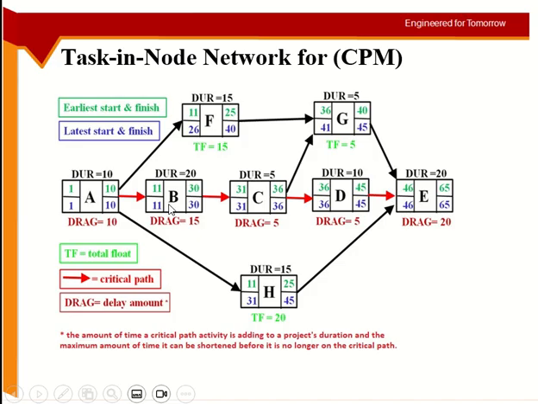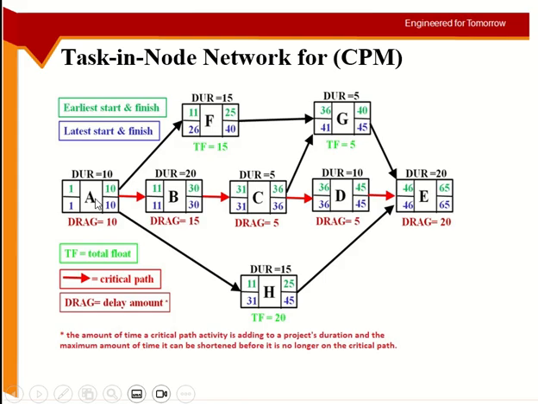Activity B cannot start until A finishes. Activity F cannot start until A finishes. Activity H cannot start until A finishes. Activity C cannot start until B finishes. So the arrows are showing the dependencies, that this activity is depending upon this one, and this one is depending upon this one.